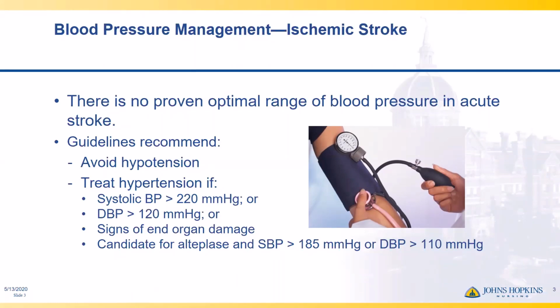We also want to treat it if we see any signs of end organ damage. And also if the patient is a candidate for alteplase and the systolic blood pressure is greater than 185 or the diastolic is greater than 110, we can treat those as well.